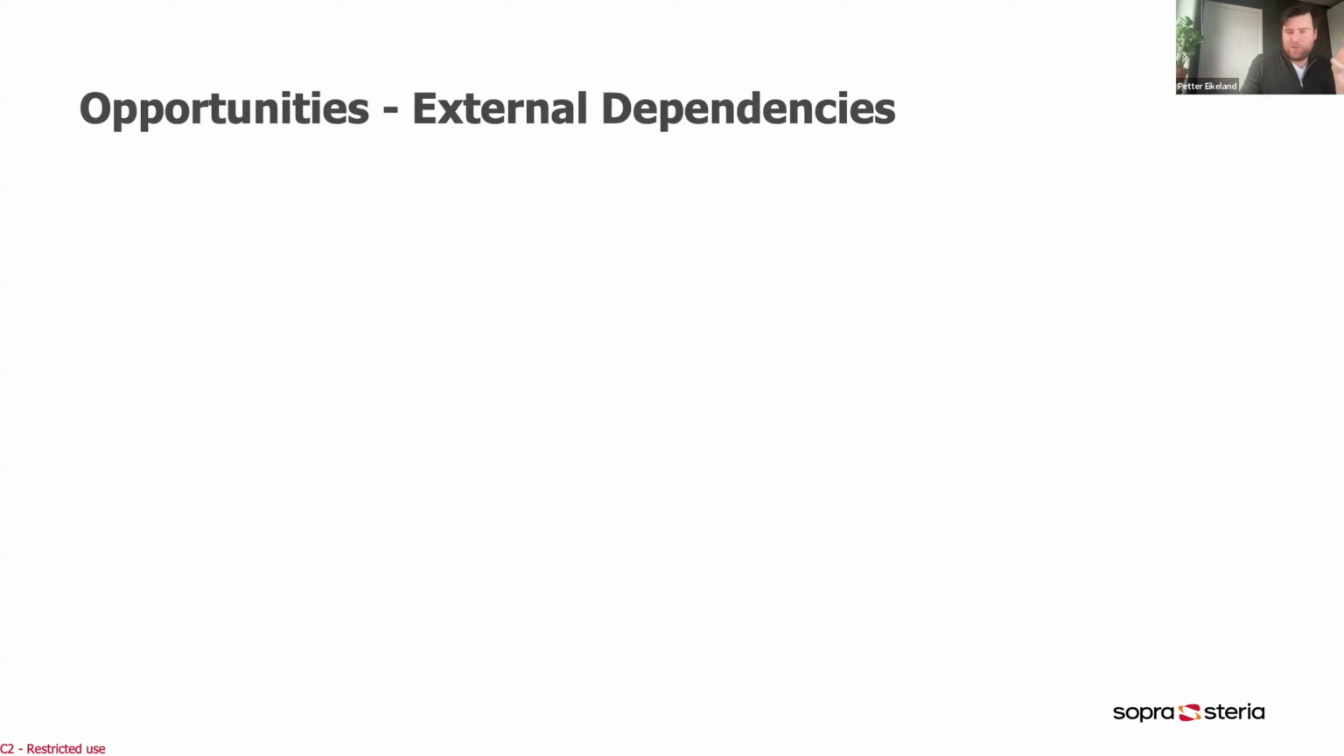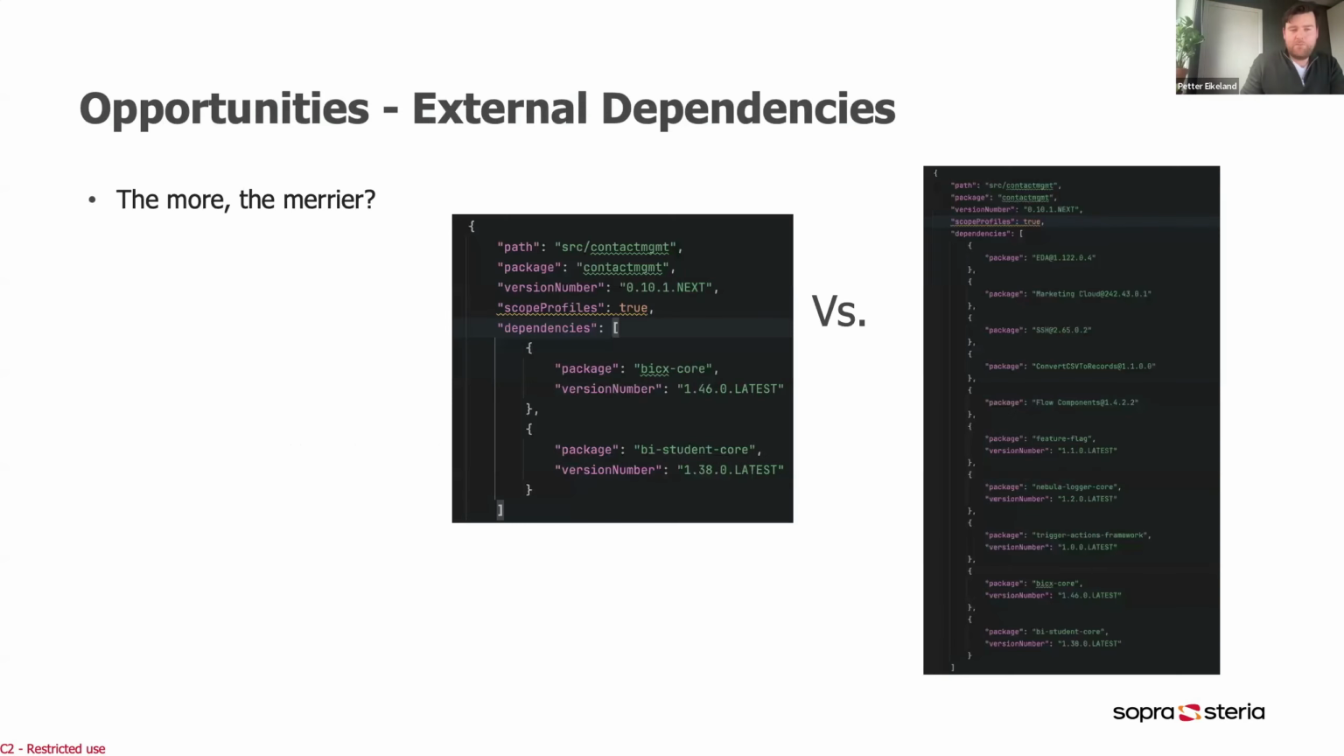Also, with external dependencies before, if you added too many, your scratch org provisioning time and your package version creation time could significantly increase. But now, given the snapshots, maybe the more the merrier. Maybe the bar is considerably lower for using third-party packages for package-based development, because now the increase in package creation time isn't that significant anymore.